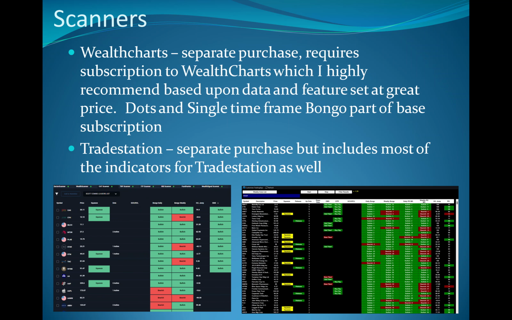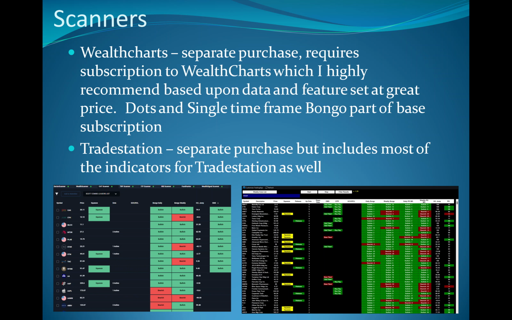Scanners. This is the key. I'm going to go into those. This is why I'm so happy to be part of the WealthCharts family. They created a scanner that's simple, nothing to install, updates automatically for you. You don't have to worry about the lists. And it's just a great tool. And I'm going to show you how I use that.